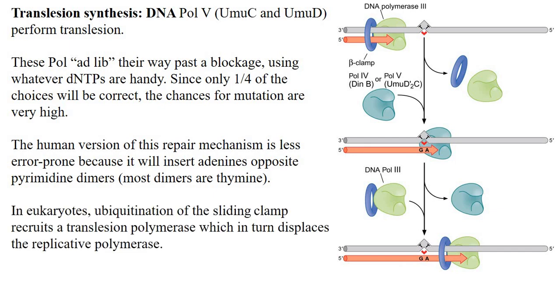In eukaryotes, the ubiquitination of the sliding clamp, so here of pol III, will recruit a translesion polymerase, which is your pol V equivalent of E. coli, or Pol eta. That's what it's called in eukaryotes, so that will be recruited in place of the main pol delta.